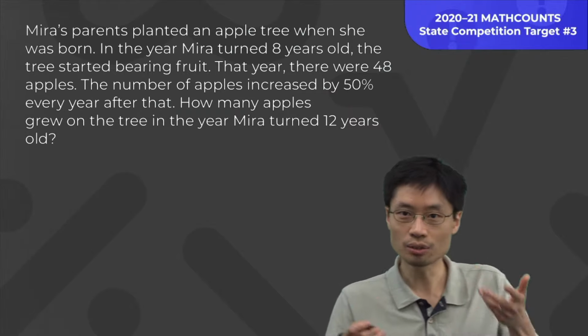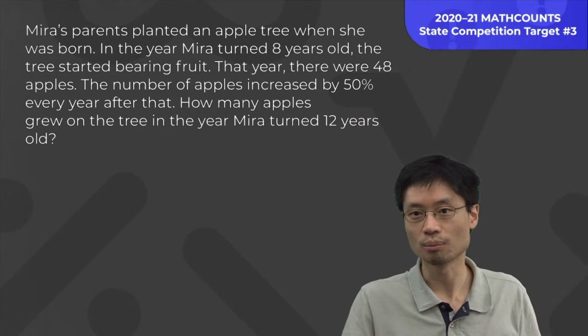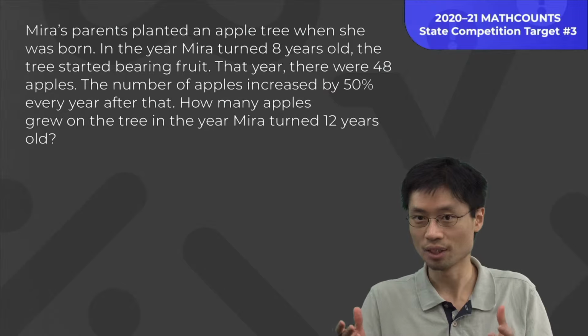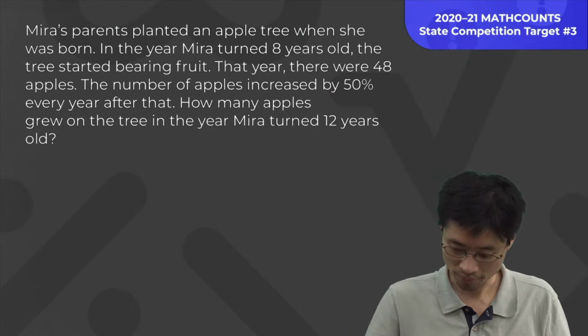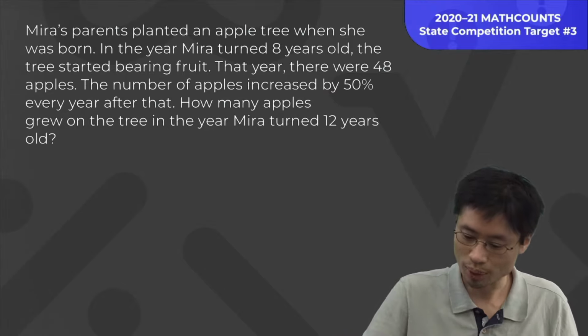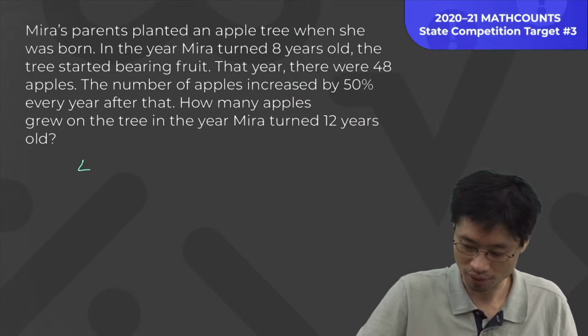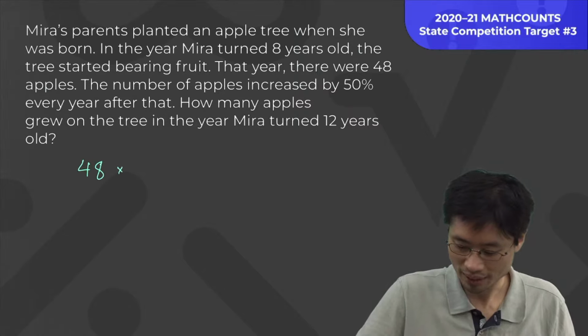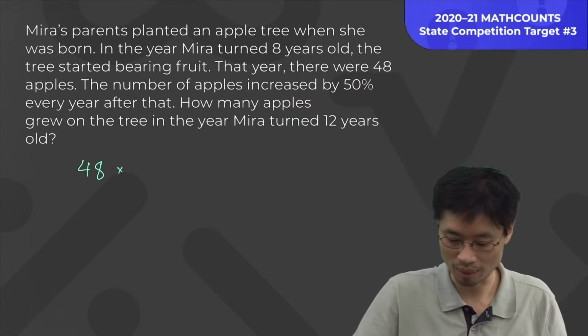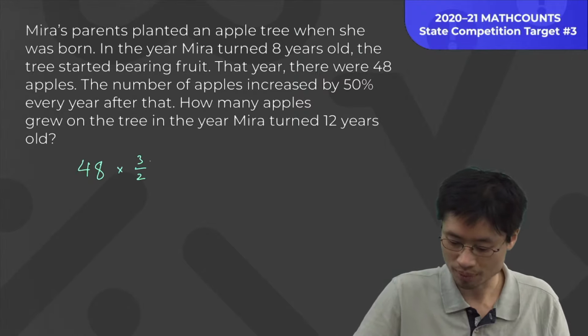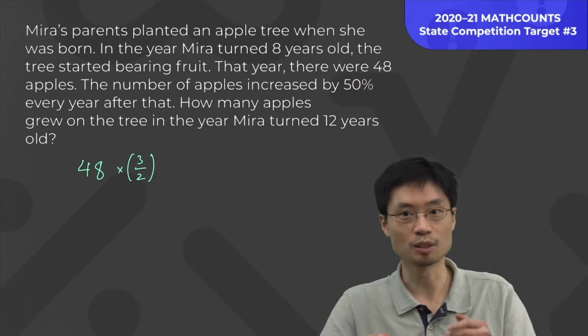Okay, so when you increase by 50%, that means that you multiply by 1.5, or that you multiply by 3 over 2. So in the year when she turned 8 years old, there were 48 apples. And now the question is, how many times do I multiply by 3 over 2? Because that's the gain of 50%.